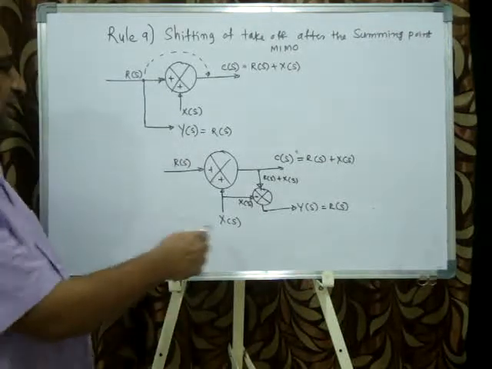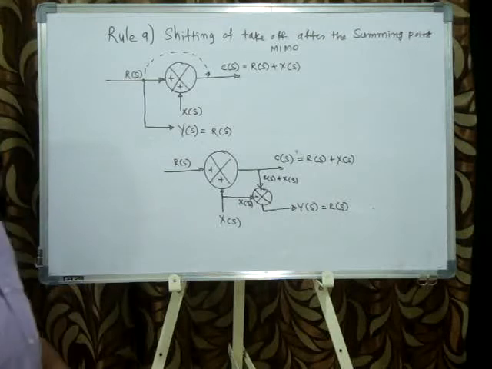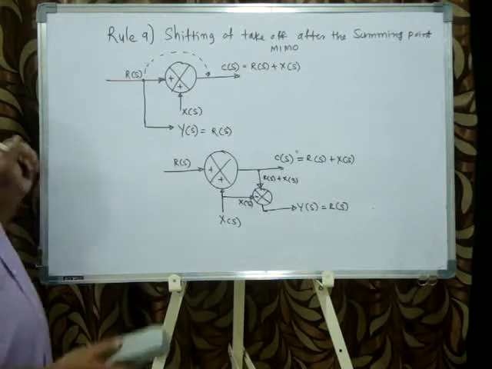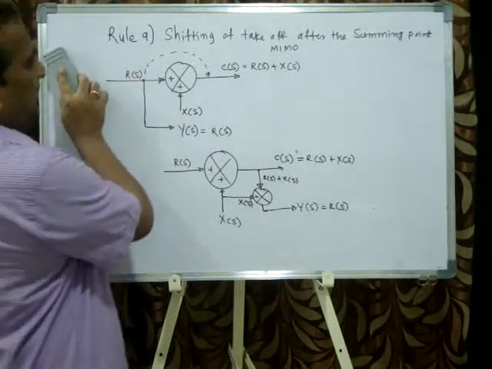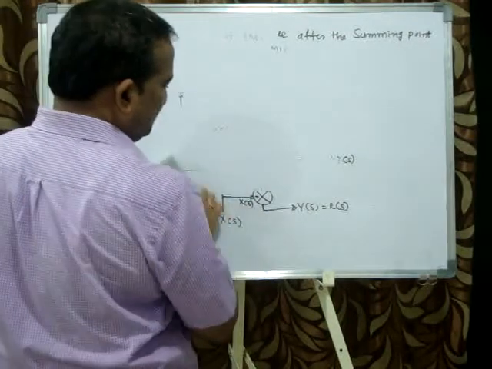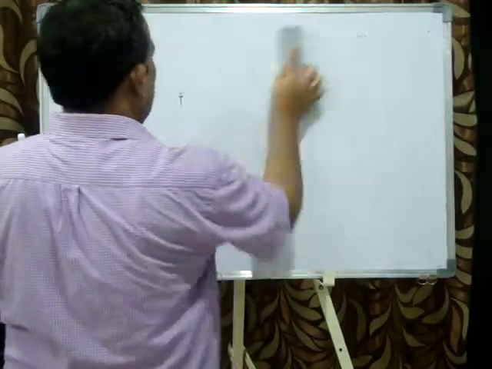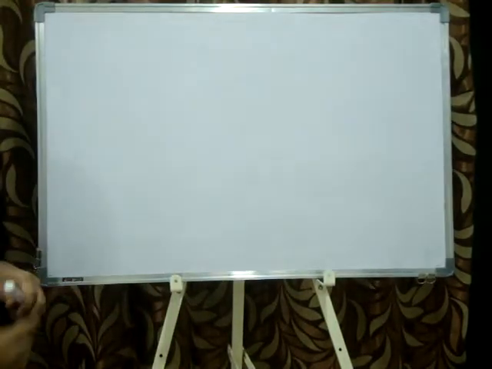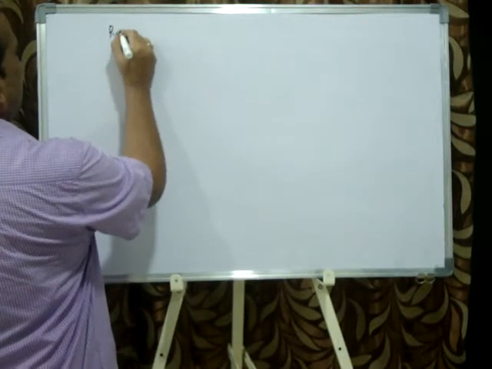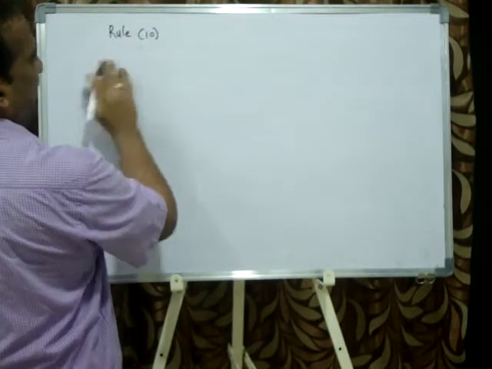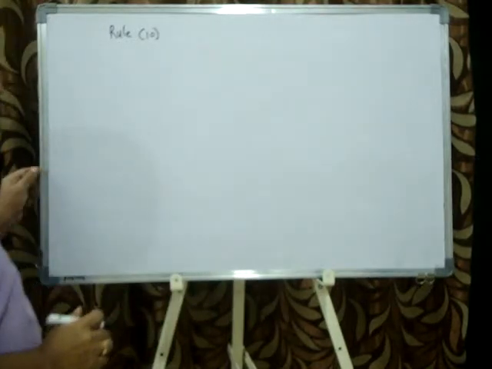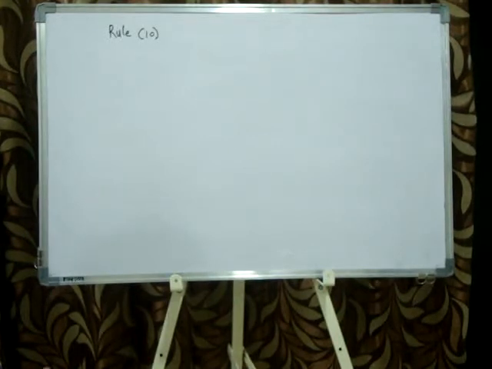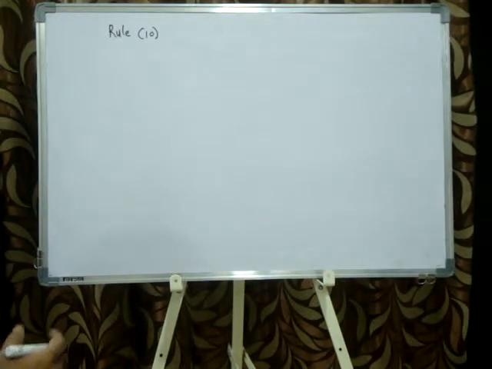Here in this rule you created one more summing point, so what I am suggesting is, you don't apply rule number 9 and 10. Without 9 and 10 also you can solve the problem. Now next rule, the last rule, there is a rule number 10. Now in the previous case, you shifted the take off point after the summing point.